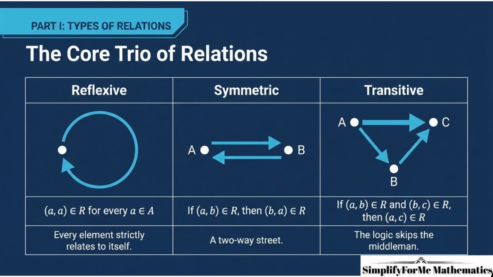A relation is reflexive if every element is related to itself. It is symmetric if whenever A is related to B, B is also related to A. And it is transitive if A related to B and B related to C implies A is related to C.